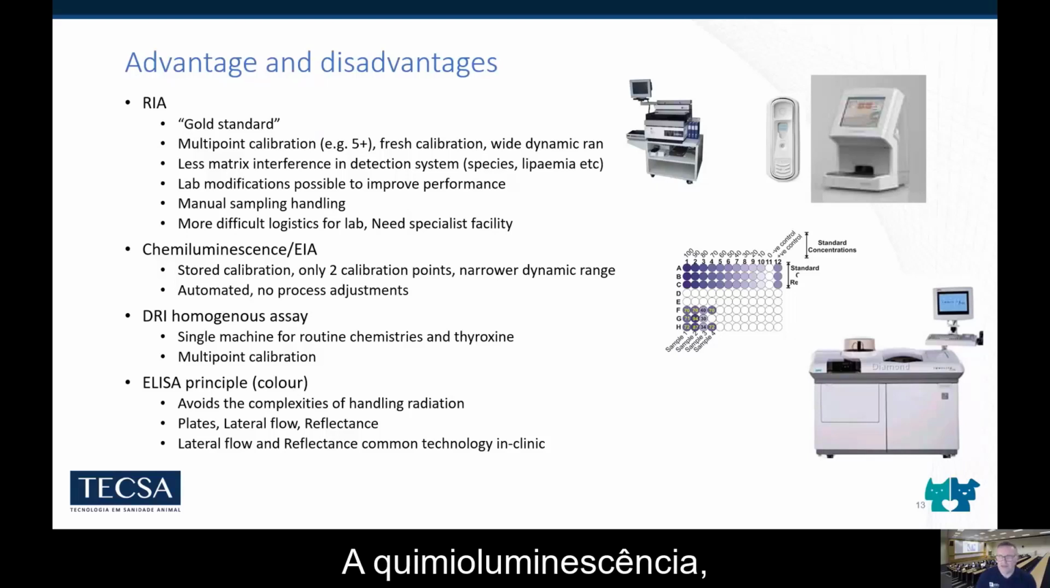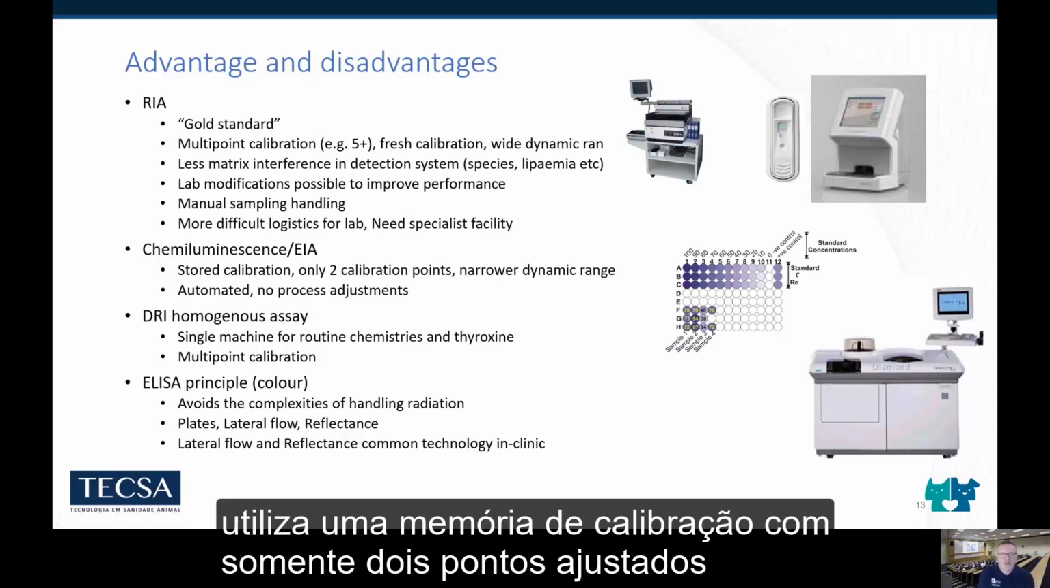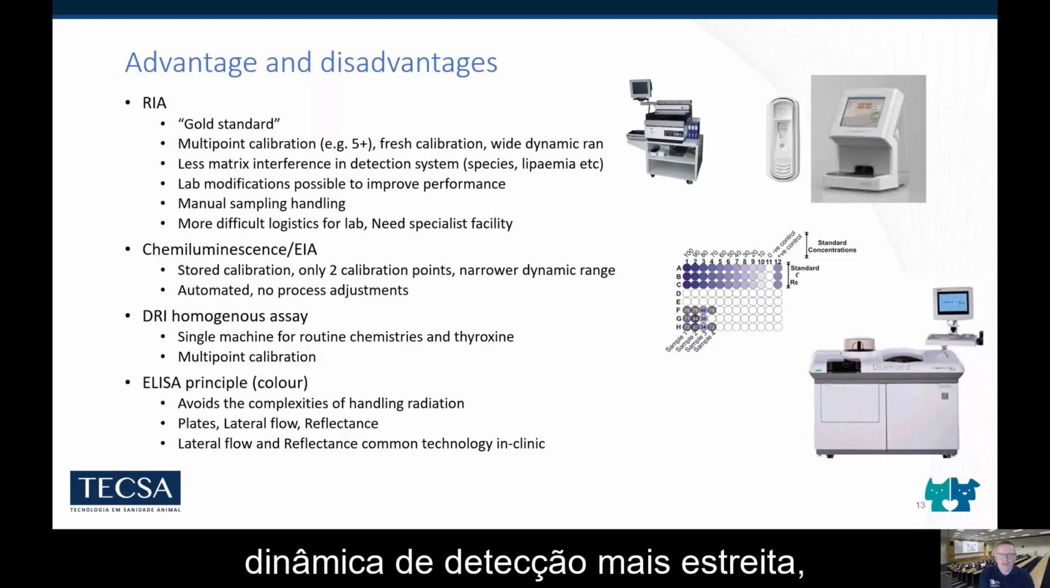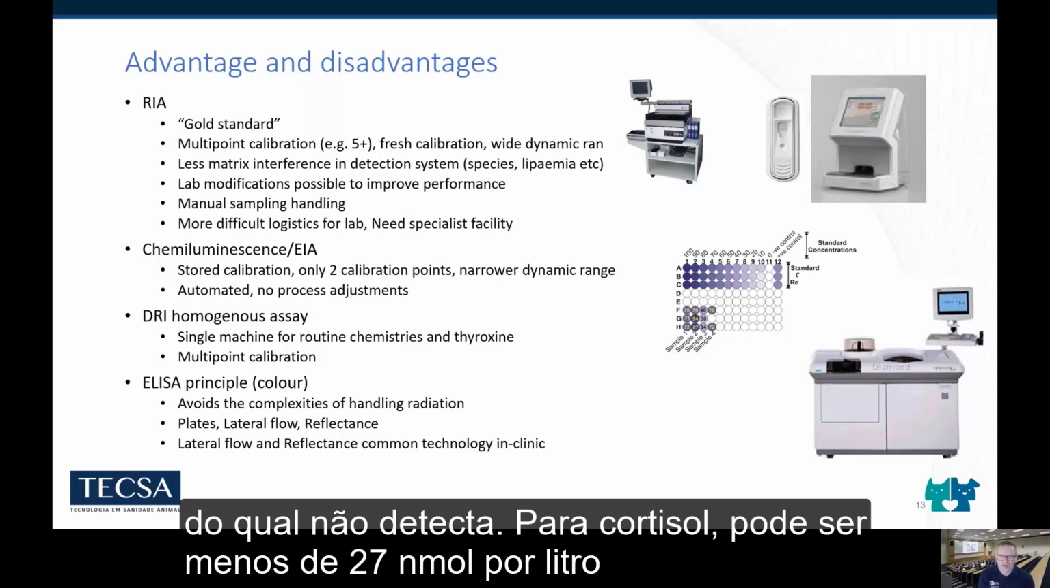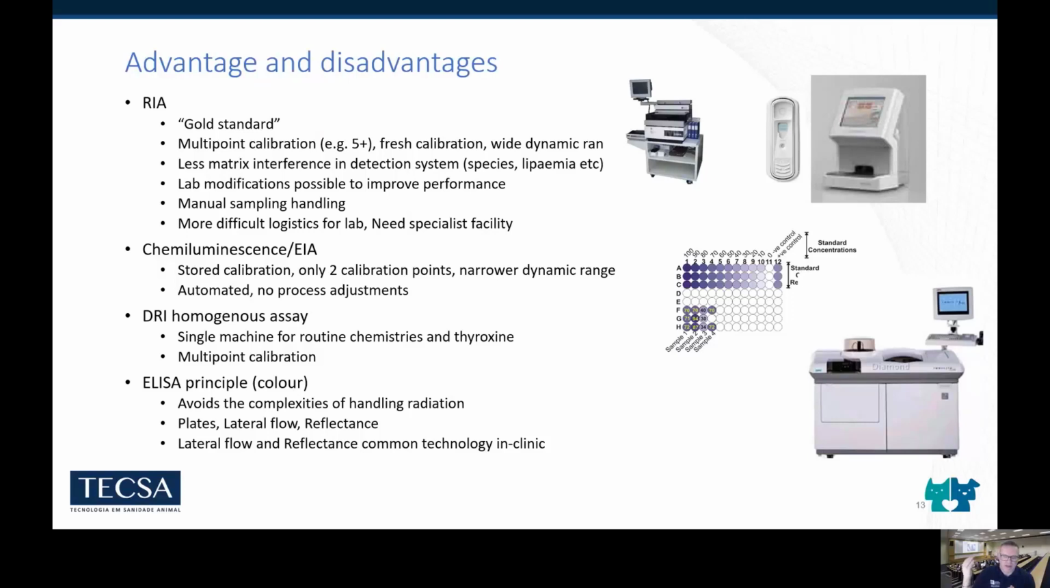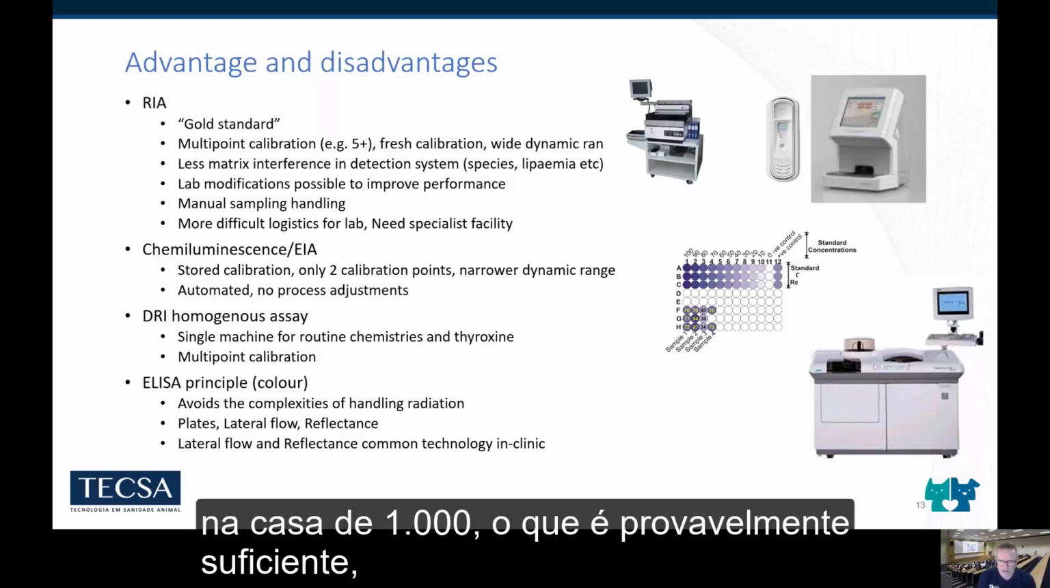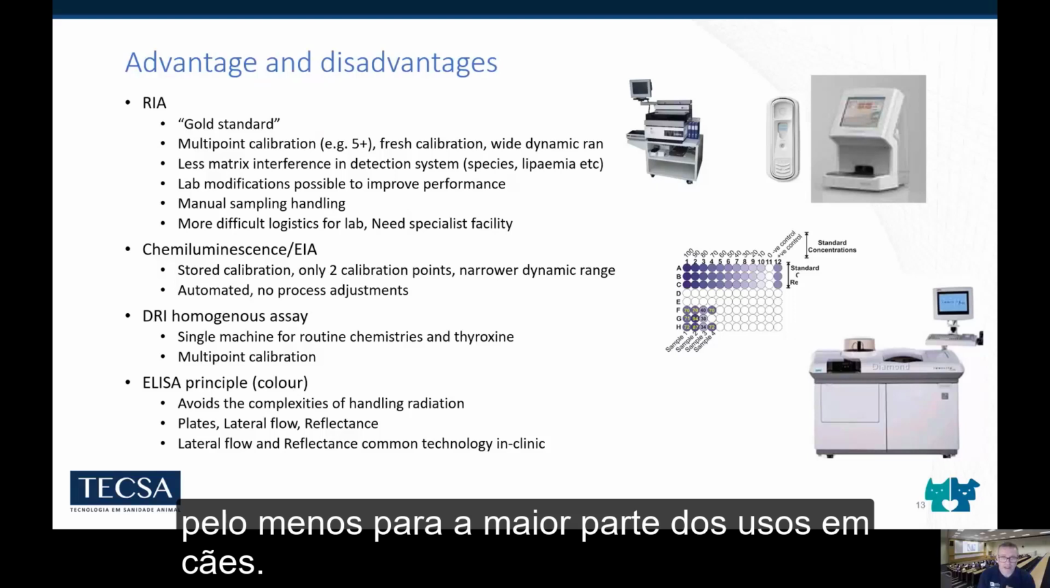The chemiluminescent Immulite type technology works off a stored calibration. There's only 2 adjuster points and a narrower dynamic range. That means in each assay there tends to be a limit below which it can't measure. So for cortisol, it might be less than 27 nanomoles per liter, and a number above which it can't measure, which might be like 1,000 or something like that, which is probably enough for most of our canine uses, at least.